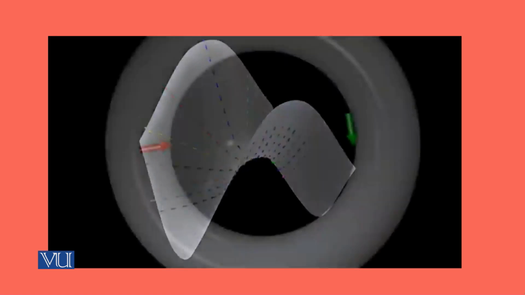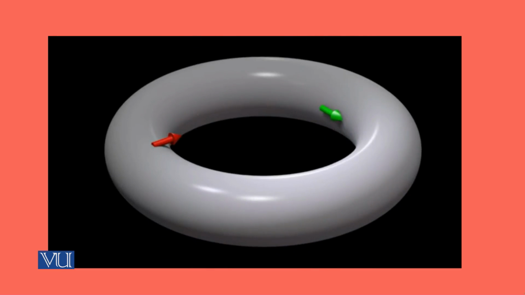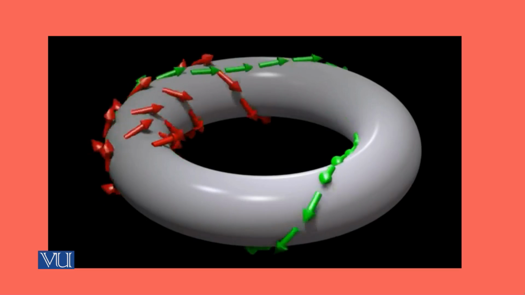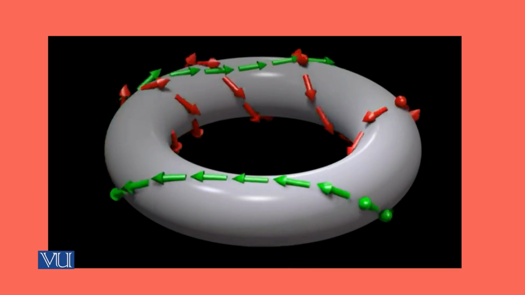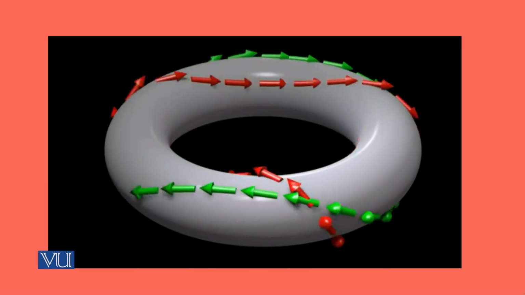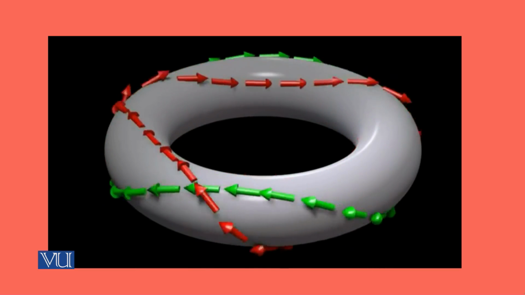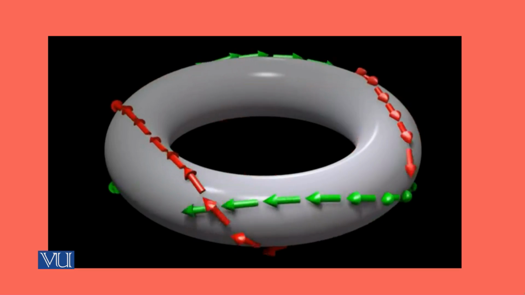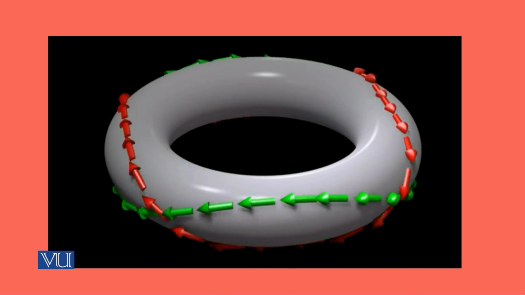Let's now consider yet another example. The red and green arrows are not perfectly aligned with this donut. Although the red and green geodesics have very different starting conditions, they both eventually end up preferring to travel around the outside of the donut.